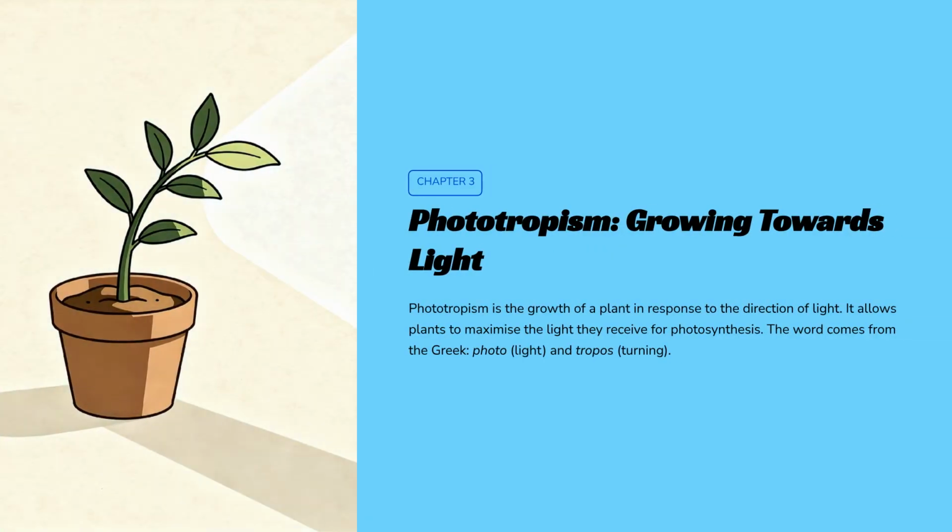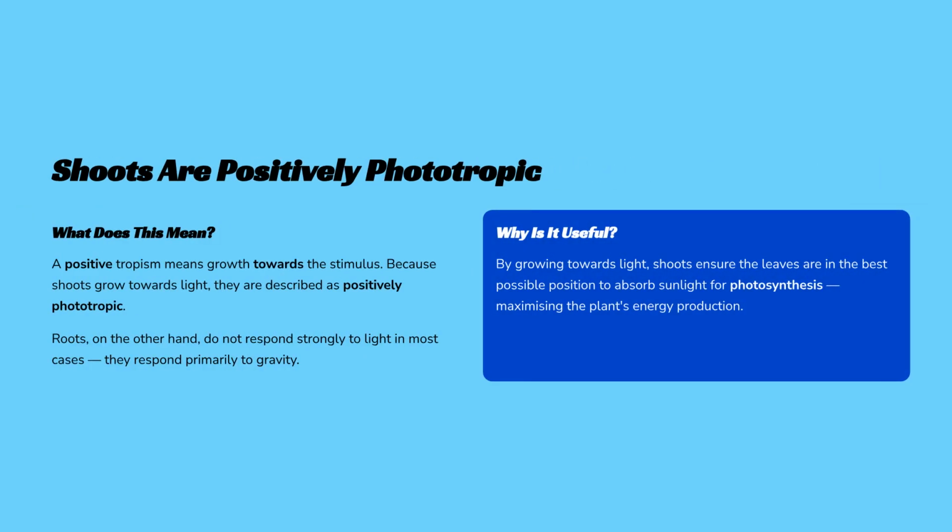Chapter 3 covers phototropism, which is growth in response to the direction of light. This allows plants to maximize light for photosynthesis. The word comes from the Greek photo for light and tropos for turning. Shoots are positively phototropic, meaning they grow toward the stimulus, which is light. This positions leaves to absorb maximum sunlight for photosynthesis. Roots, however, generally don't respond strongly to light and primarily respond to gravity.